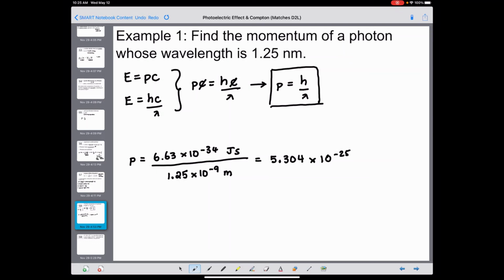Now it is a momentum, so the units of that could be kilogram meters per second, or remember, momentums could also be measured in Newton seconds. And so after rounding, the momentum of this photon is 5.30 times 10 to the negative 25 kilogram meters per second.